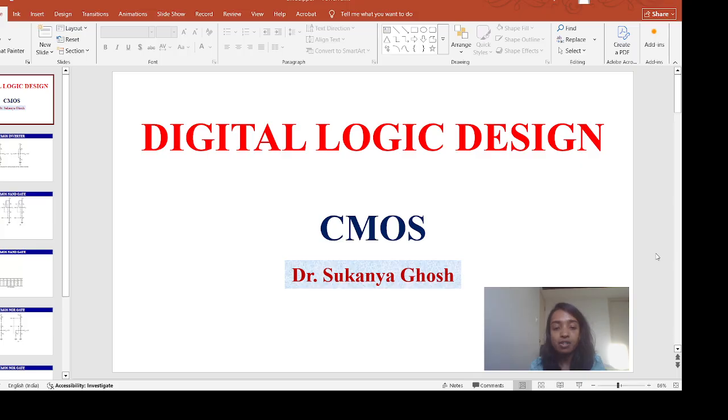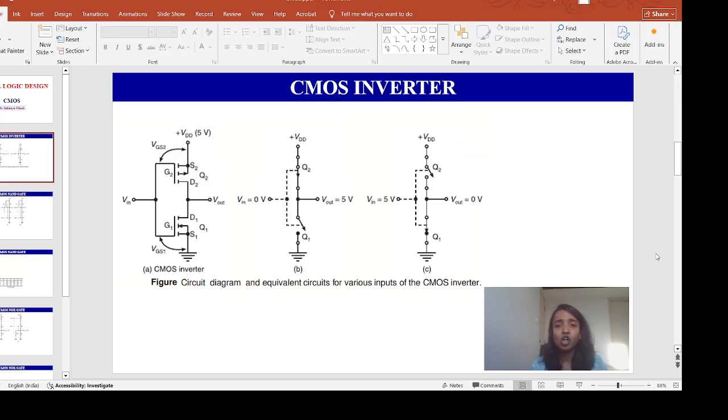Its output resistance is small, almost 1K, compared to that of NMOS. For NMOS, the output resistance value is 100 kilo ohm. So it is faster than NMOS, and the speed of CMOS decreases with an increase in the load. So first we will see the normal CMOS inverter operation. This figure shows the circuit diagram of the CMOS inverter circuit.